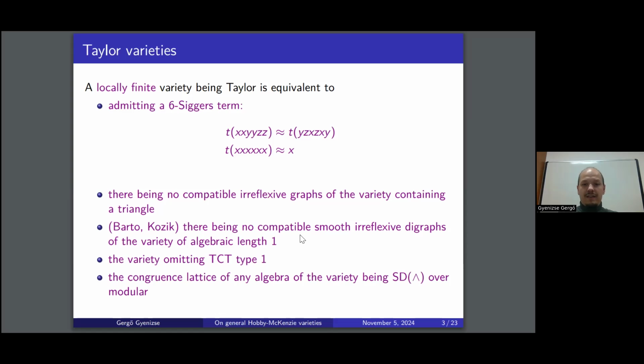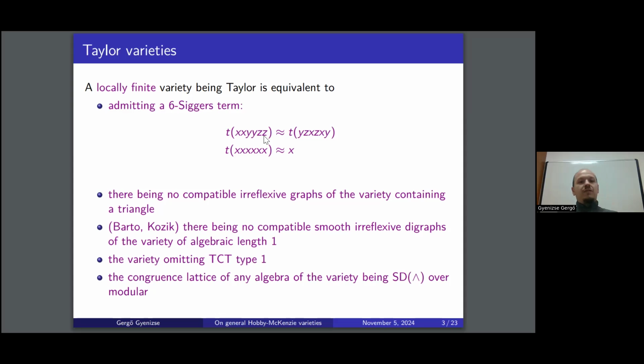And I think that most of these conditions are proven to not hold in arbitrary varieties. So I believe even this, for general varieties, will not be equivalent to Taylor, but a little bit stronger. I think, well, unless we are somehow changing the definition of type 1, this will not hold. And Kazda proved some years ago that this also doesn't hold. So it's not true that if a general variety is Taylor, then it must also have Siggers terms.